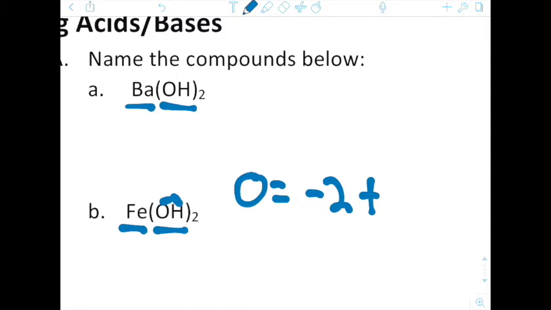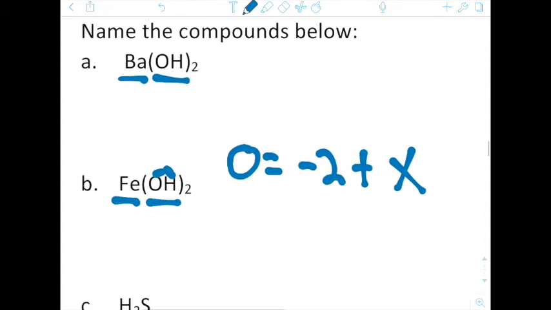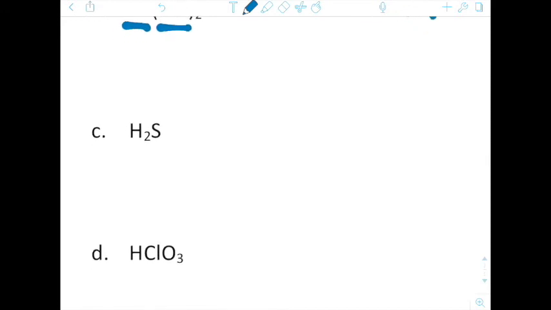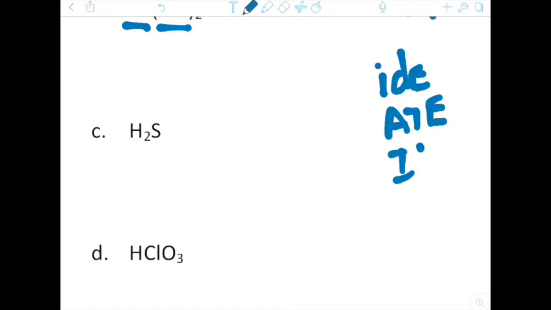And then all you do is you don't know the iron, so you just put it as X and solve for X, and we know that it is iron(II) hydroxide because it has a +2 charge. When dealing with acids, if it ends in "ide," we change it to "hydro-ic acid." If it ends in "ate," we just put "ic acid." And if it ends in "ite," we just put "ous acid."